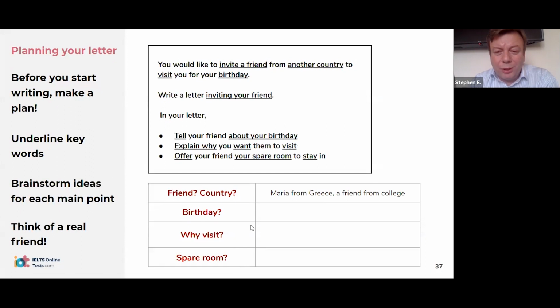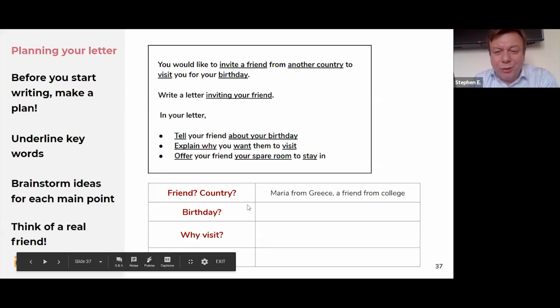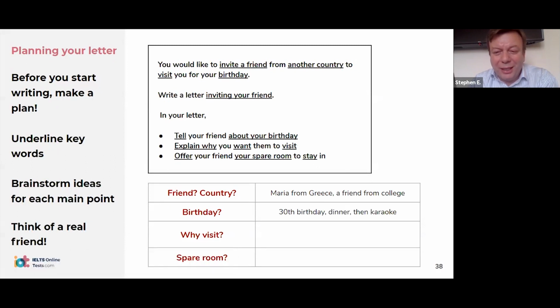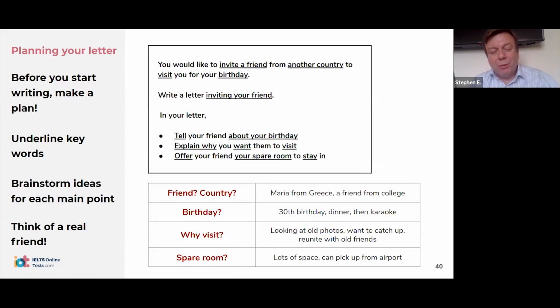Spare room. So we've got Maria from Greece, friend from college, 30th birthday dinner, then karaoke. Looking at old photos. Why visit? Wants to catch up, reunite with old friends, and then lots of space, can pick up from the airport. Okay, so that's our brainstorming.